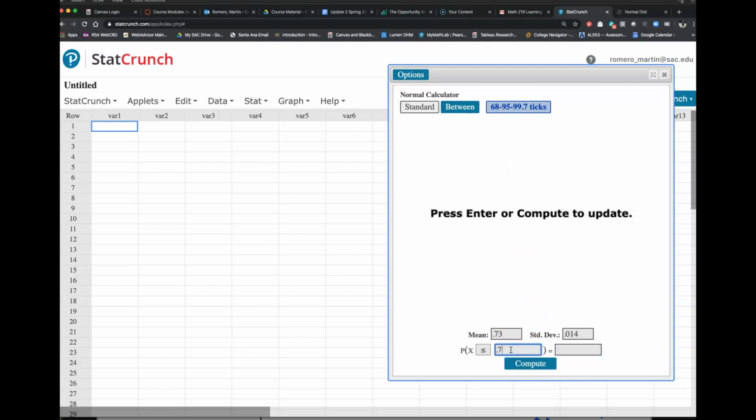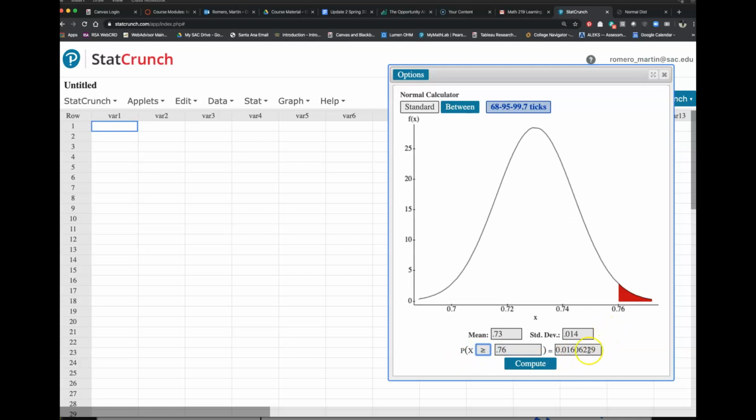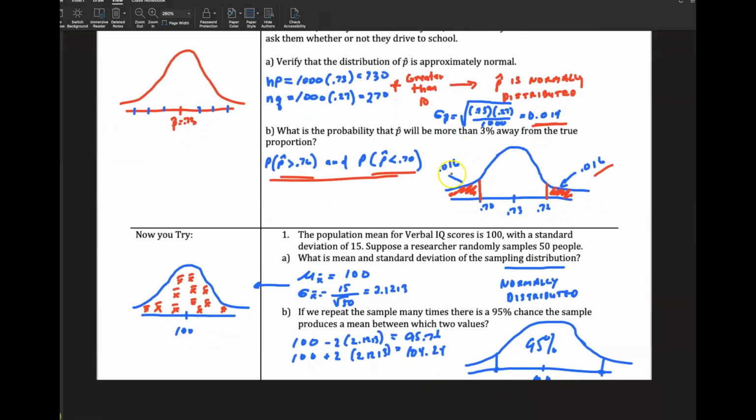And then you change the other value to 0.76 and then a greater than. And you see it's symmetric, so that's why you get the same value. And so that's why you get your 0.016 and 0.016. So putting that together, you get 0.032 or 3.2% as our answer.